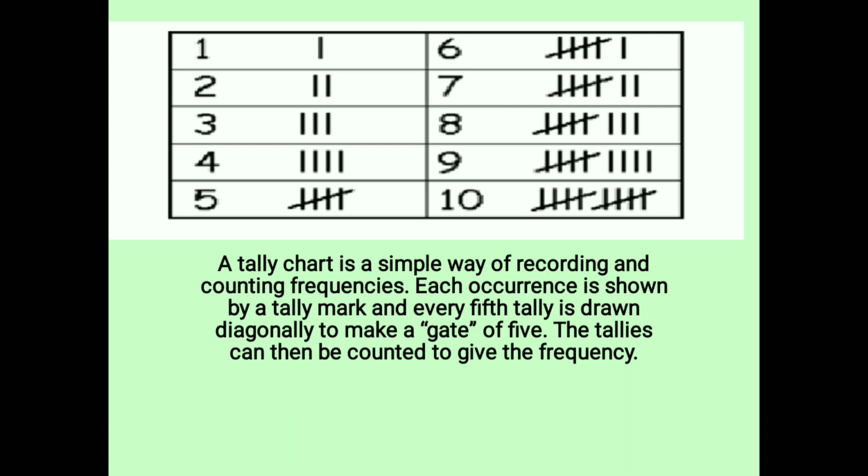Each occurrence is shown by a tally mark, and every fifth tally is drawn diagonally to make a gate of 5. You can see here, when we have 5 or more than 5, we cross it diagonally. The tallies can then be counted to give the frequency. So we have drawn here 1, 2, 3, 4, 5, and if more than 5, we can draw 7, 9, 10, like this. So it is easy to draw the tally mark.